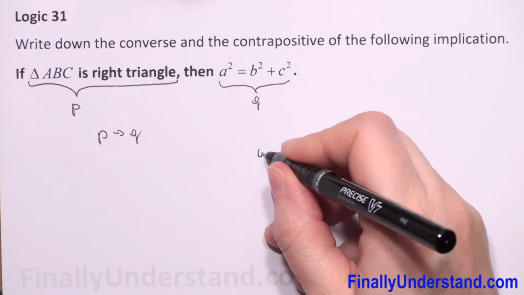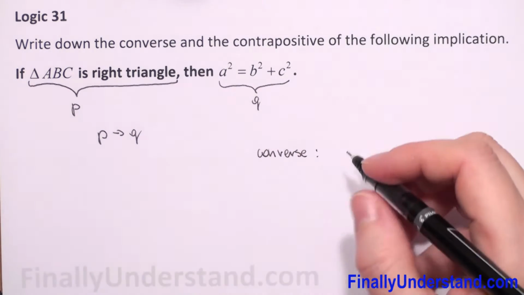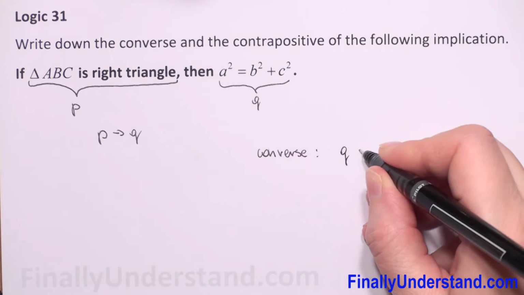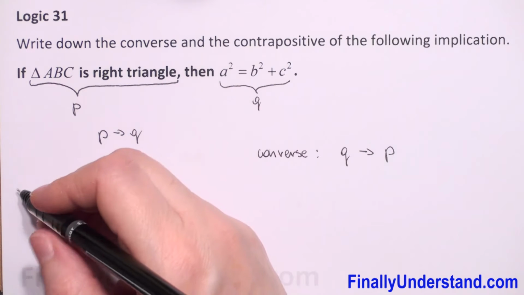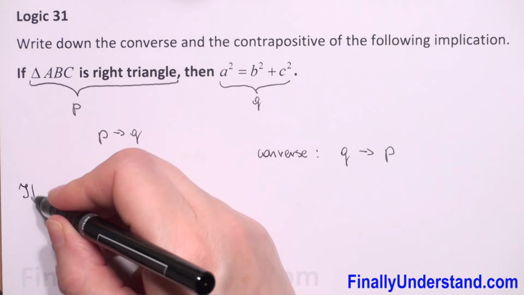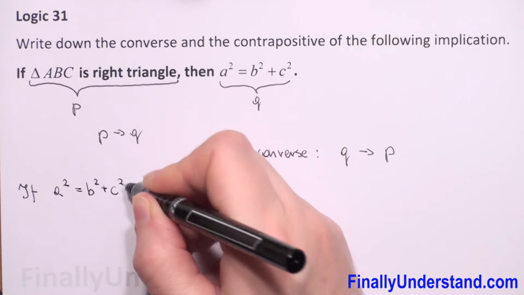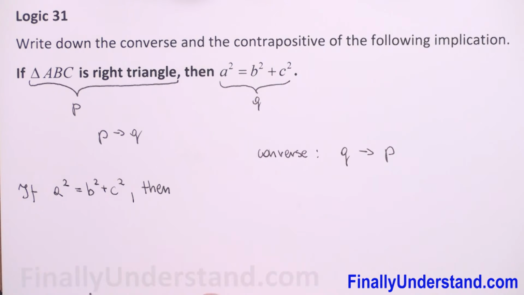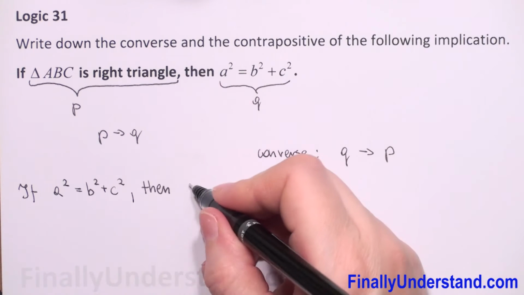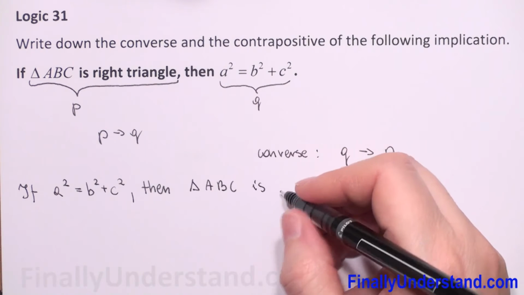First we have to write the converse of if P then Q. We have if Q then P. So we have first our Q statement, simple statement. So we have if a square equals b square plus c square, then we have triangle ABC is right triangle.